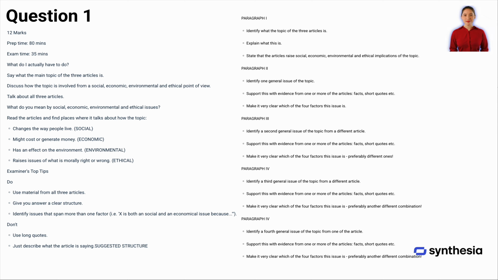Examiner's top tips. Use material from all 3 articles. Give your answer a clear structure. Identify issues that span more than one factor. That is, X is both a social and an economic issue because of this. Don't use long quotes. Just describe what the article is saying. Suggested structure.